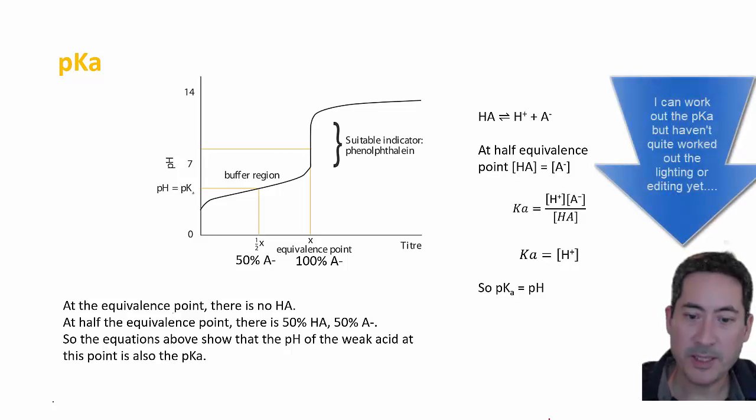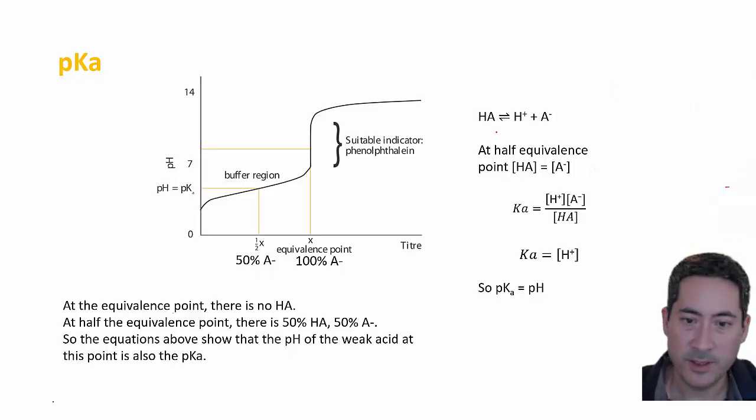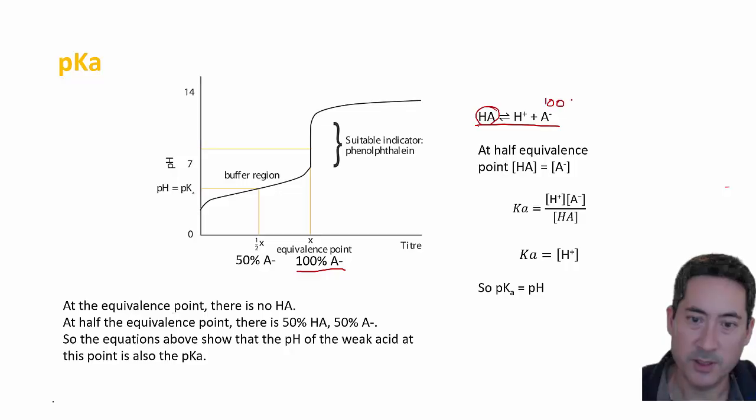So we're going to work out the pKa's and pKb's for weak acids and weak bases. And so what we have here is this equation here. This one here is the acid. And so at half and half, when it's fully reacted, all of this is gone. And so you've got 100% of this over here.